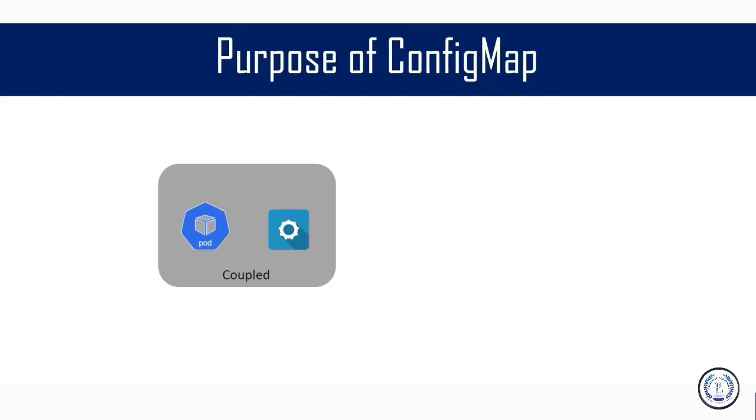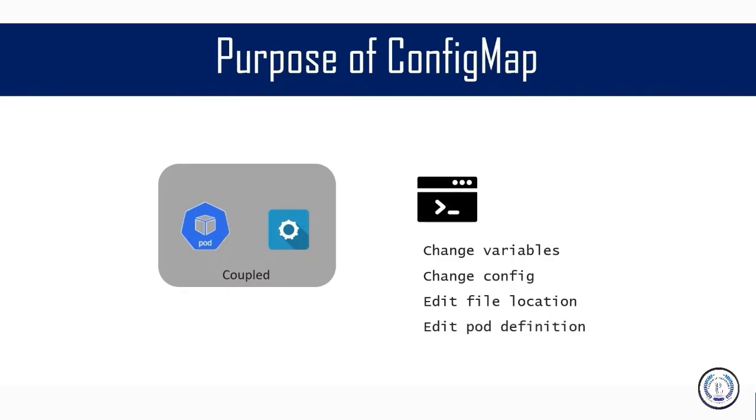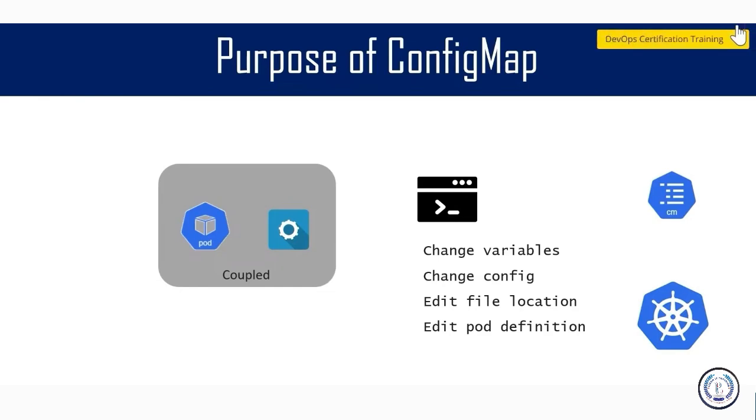Now, if you have multiple pods using the same variable, you will have to edit the pod definition one by one. So, you have to change the variable, file location, definition, and so on. Kubernetes offers config map as a solution to this boring task, where you can define the location as a key value pair, and that value will be injected into the pod. Now, if you ever want to change the values, all you need to do is edit the config map, and that's it. No more tedious work of changing variables and configuration one by one. This saves time and makes things simpler.